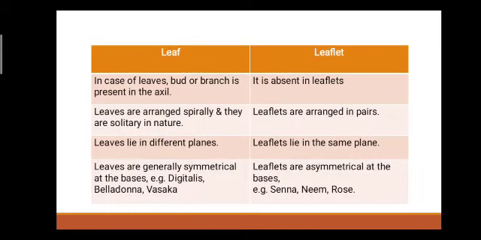Then fourth point, leaves are generally symmetrical at the base. Examples: digitalis, belladonna, vasaka. Leaflets are asymmetrical at the base. Examples: senna, neem and rose.